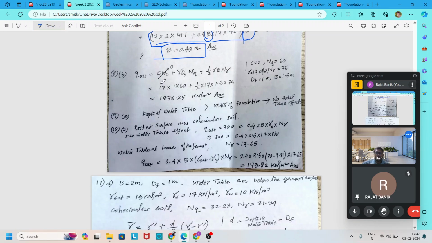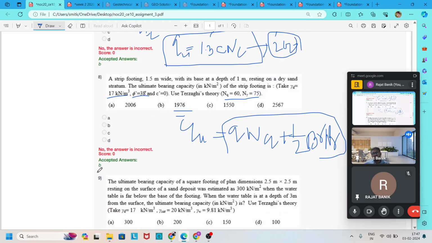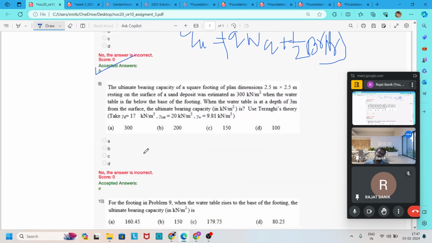You can see that I put all these values: gamma is equal to 17, Df is 1 meter, and Nq is 60, then half gamma, again 17, B is 1.5, and N gamma is 75. So our answer here is 1976.25. So the closest option is 1976. So our correct answer is option B.